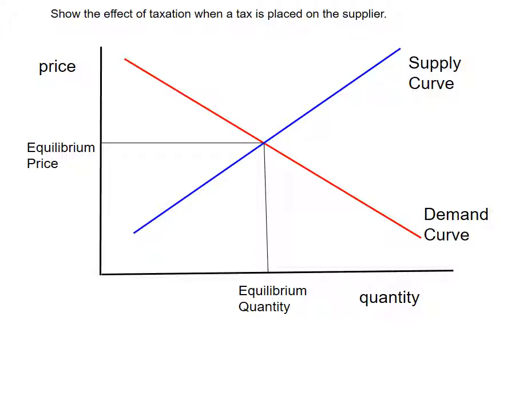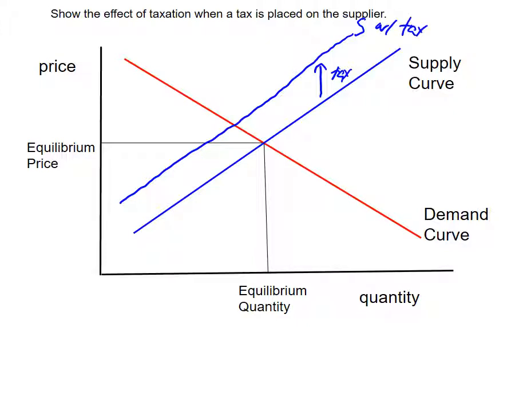So let's look at the effect of a tax when a tax is placed on the supplier. We're going to draw a parallel. Remember, I don't have a ruler, you do. We're going to shift it up by the amount of the tax. So let's say that was $1 or $10, and then we'd say S with tax.